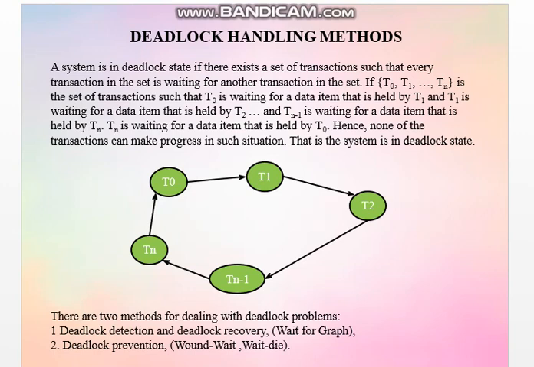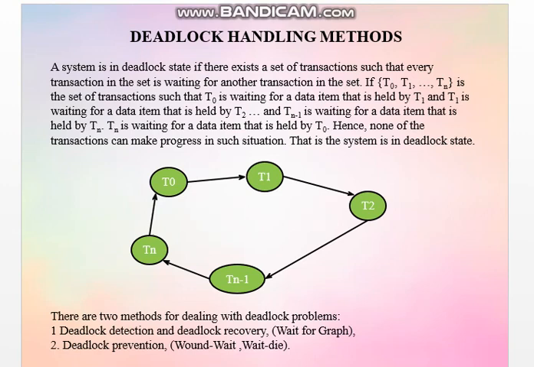Two methods. For deadlock detection, we will allow every transaction to occupy the data items and just execute. After some time, we will make a graph to identify whether a deadlock is already present or not. If the deadlock is present, we just recover the system from the deadlock. We'll use some methods to recover it.